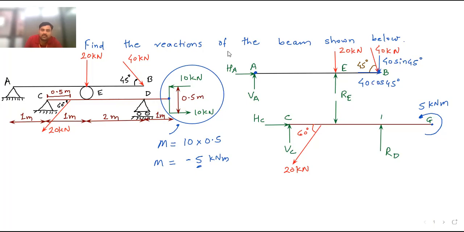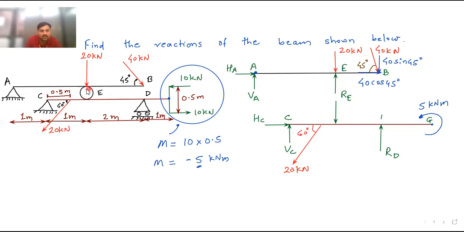Now here also you can see HA is passing through point A, VA is passing through point A, moment 0. Then this 40 cos 45, if you extend its line of action, it will also pass through point A. So its moment is also 0. So what is remaining? This 20 kilonewton. So the distance from A to E is the distance of this 20 kilonewton.